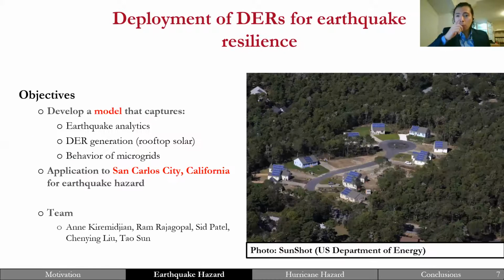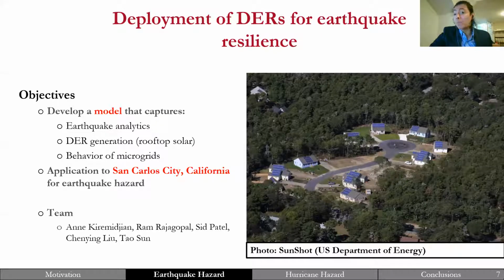So here we ask the question of whether a neighborhood with distributed energy resources and a microgrid can be more resilient. For that, we develop a model, a framework to couple earthquake analytics, as we do in risk analysis, with distributed energy resource generation. In this case, we focus on rooftop solar panels in California, as you are seeing here in the picture.